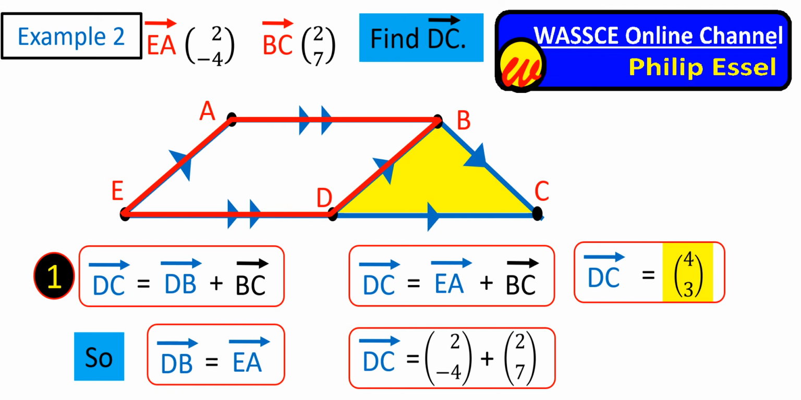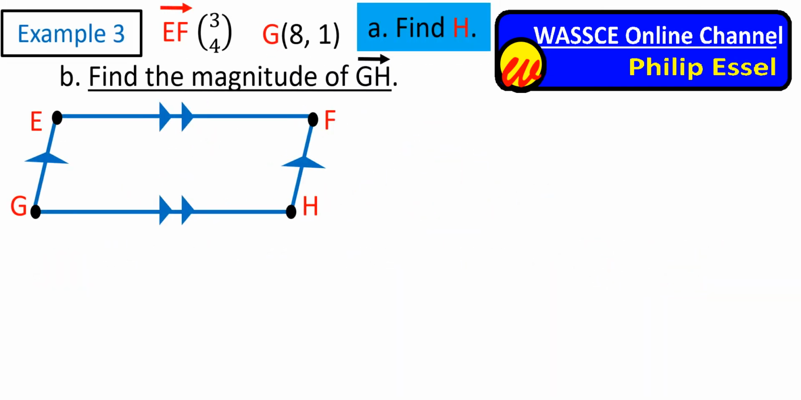Let's look at example 3. Example 3. For the diagram below, the vector EF is (3, 4). The point G is (8, 1). Find A, the point H. Then B, find the magnitude of the vector GH.